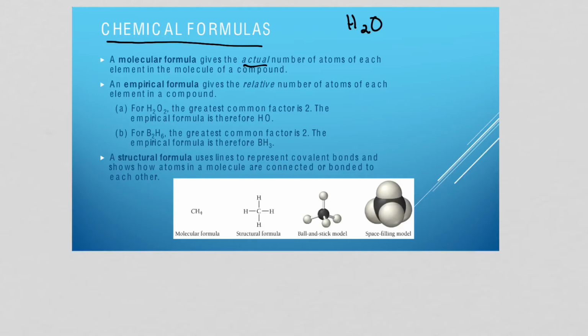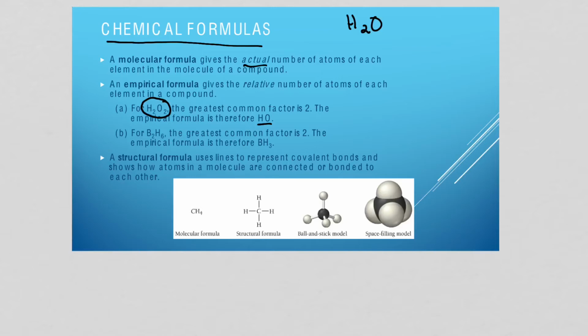So, for example, if we have the compound hydrogen peroxide, which has a molecular formula of H2O2, it would have an empirical formula of HO, right? So we're reducing it down to sort of the lowest common factors, right? So the simplest ratio of the elements in the compound represents what we call the empirical formula.